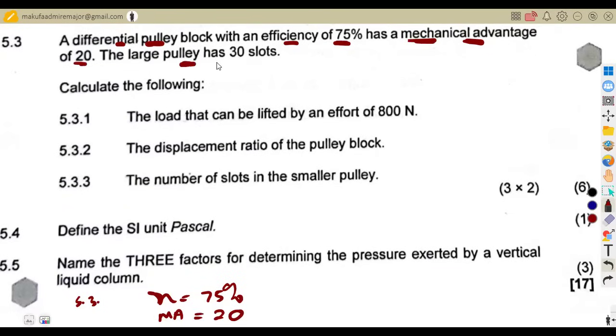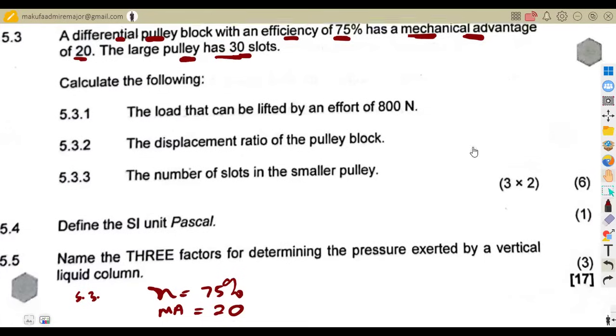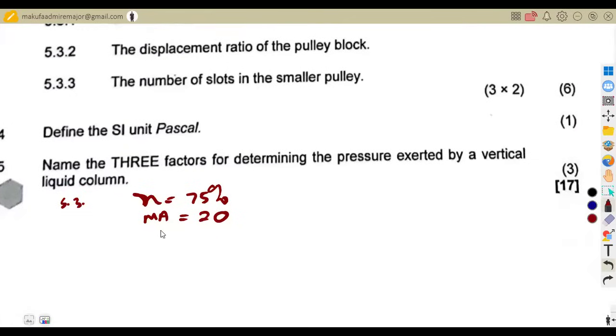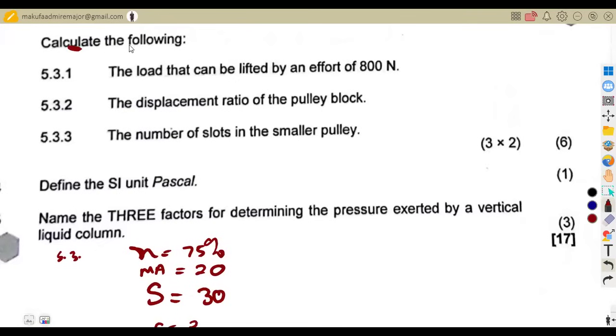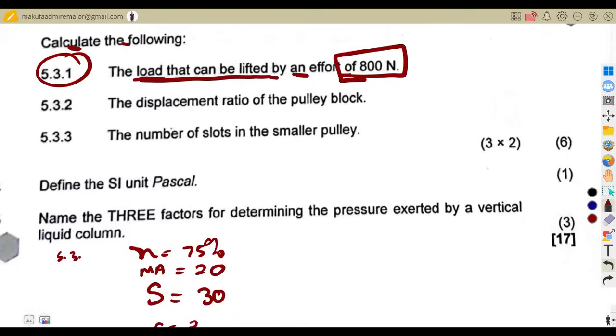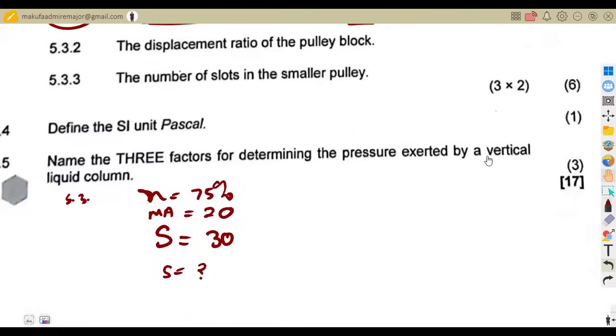And the larger pulley has got 30 slots. So we're given the number of slots, and this is for the larger pulley. I'm just going to use the capital letter S, which means we do not have it for the smaller one. Some use N for the number of slots. So it depends on what you want to present. So the first question was calculate the following. 5.31, the load that can be lifted by an effort of 800 Newton.